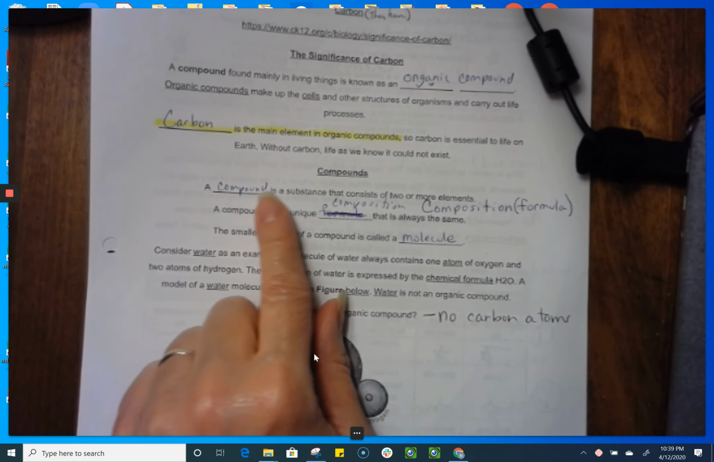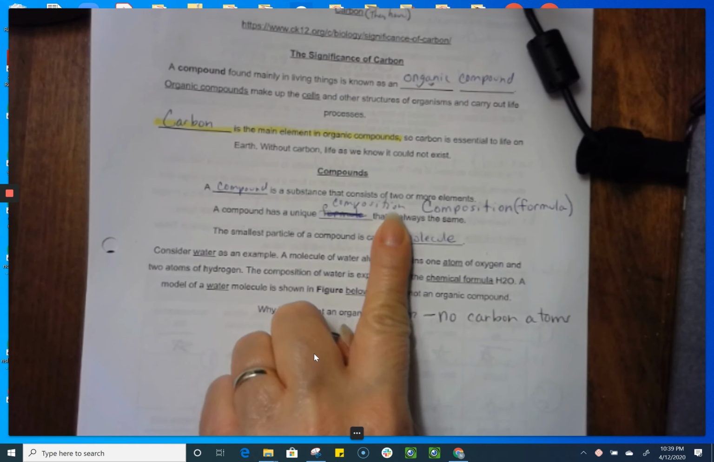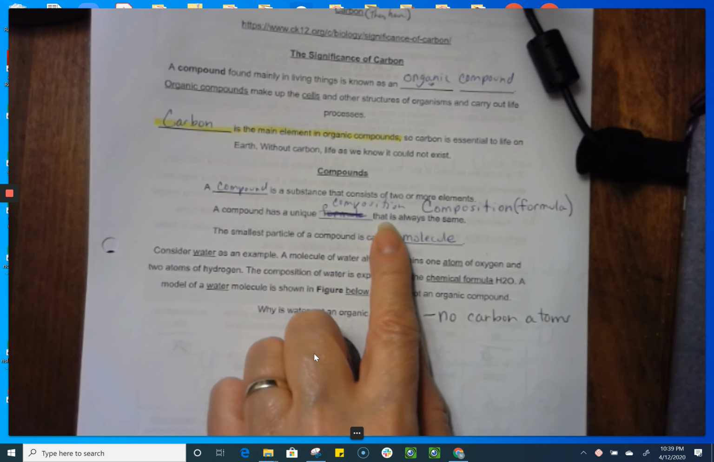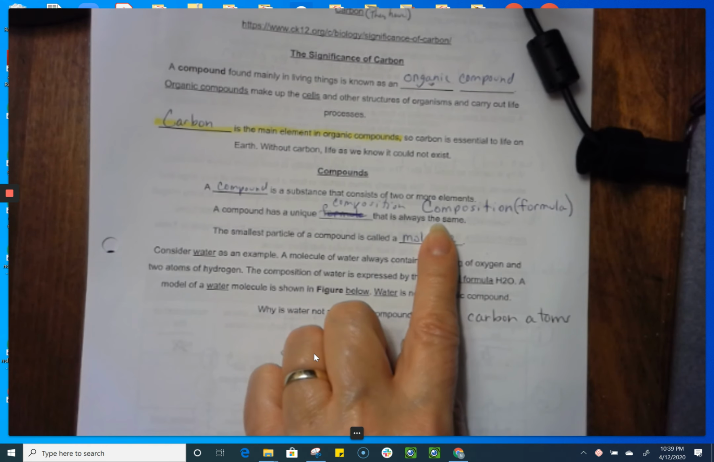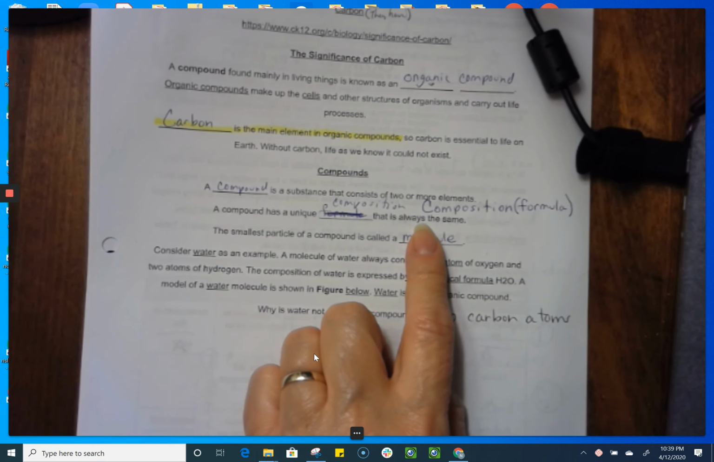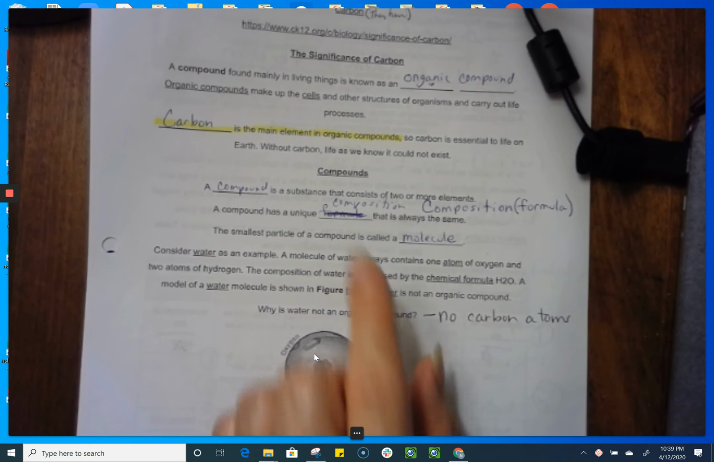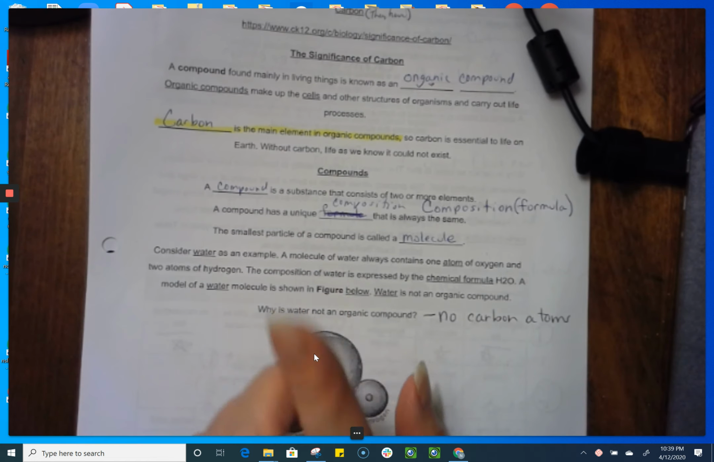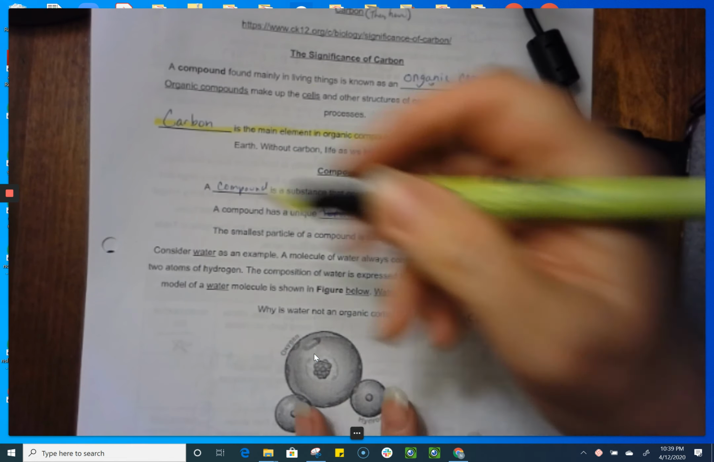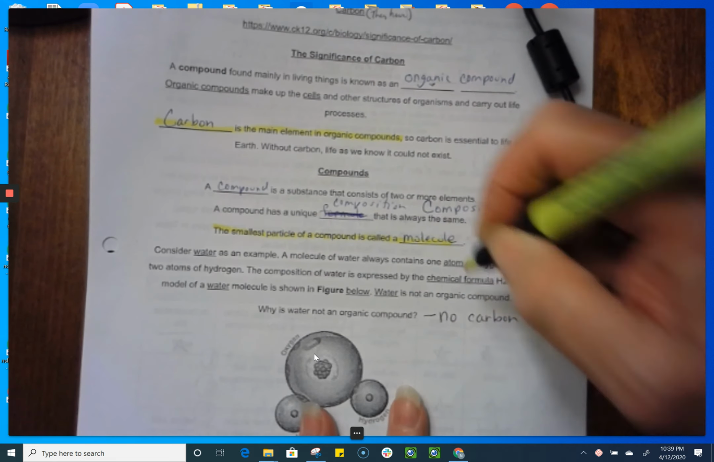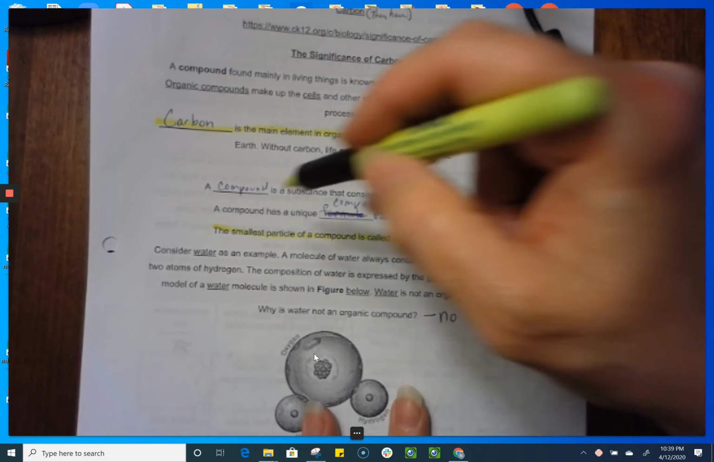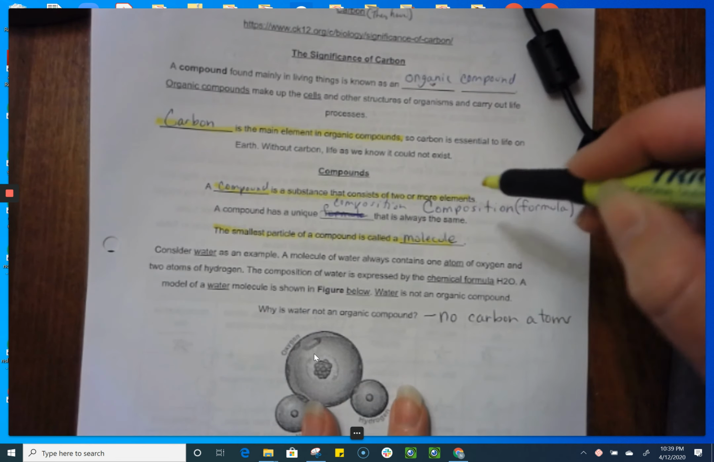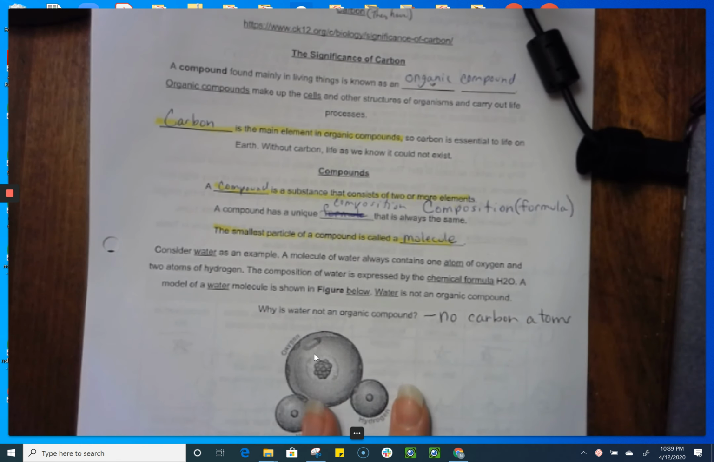A compound is a substance that's made of two or more elements. A compound is a unique composition that's always the same, like, for example, H2O, CO2. Remember, a compound is different than a mixture. A mixture can be in any ratio. Compounds have a specific ratio of atoms. And the smallest part of a compound that has the properties of that compound is called a molecule. And these compounds have to be chemically combined.